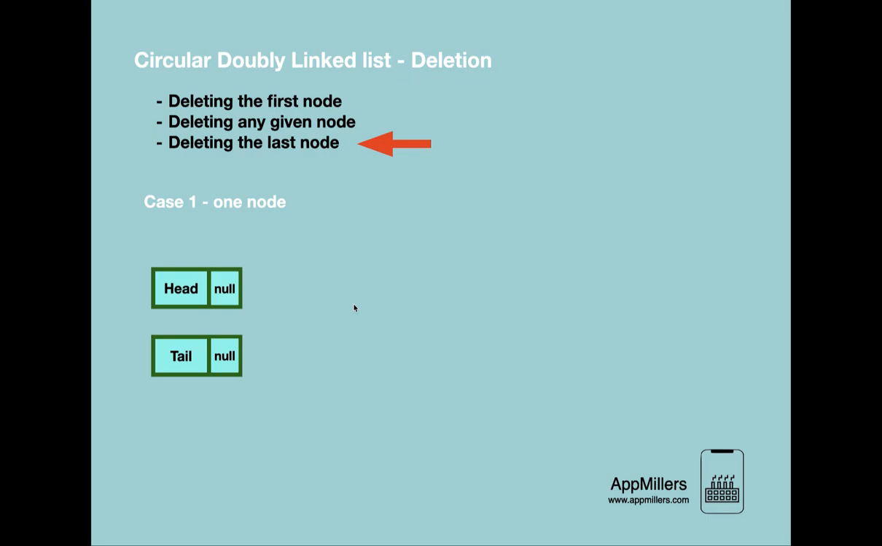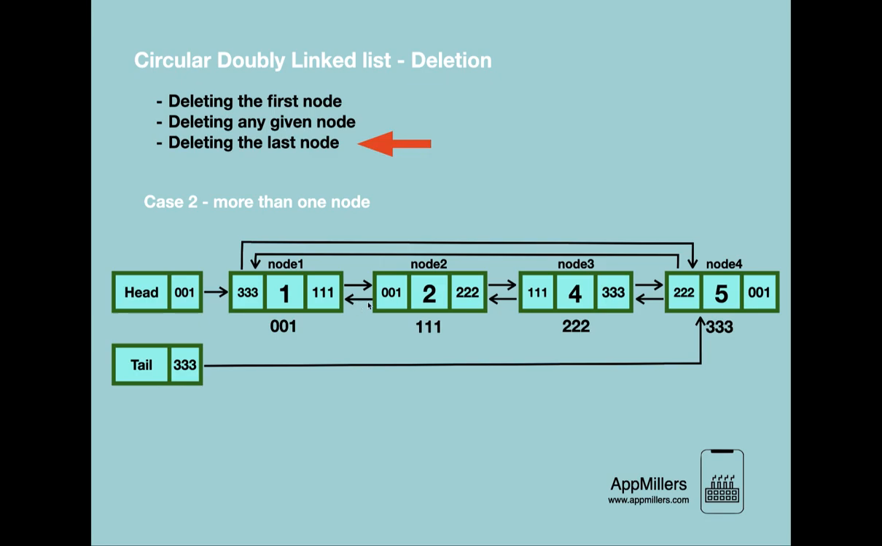Now let's look at case 2, in which we have more than one node. So let's say we have a circular double linked list like this and we want to delete node 4 from here. The first step here is we will change the tail reference to point to the node which is before the last node. So we know that node 3 is the before-last node. The physical location of node 3 is 222.